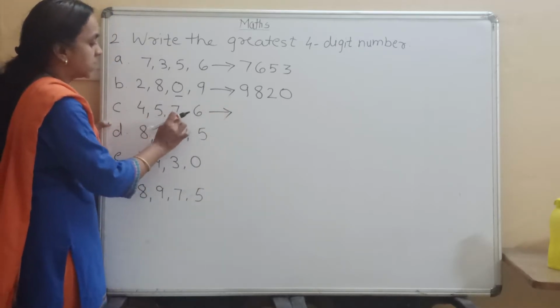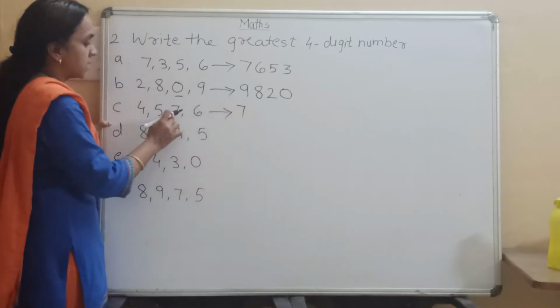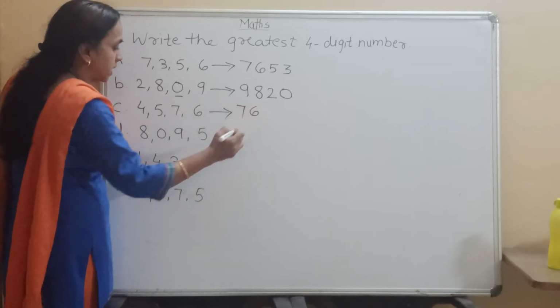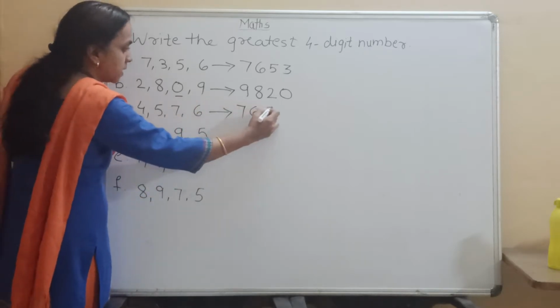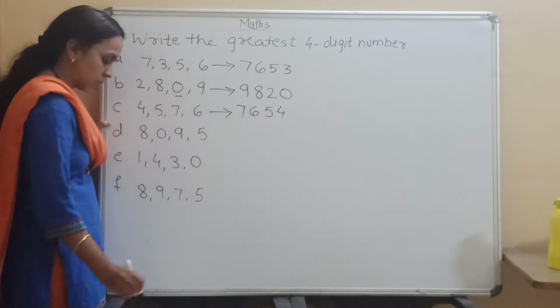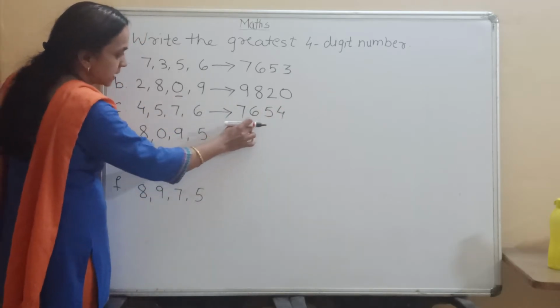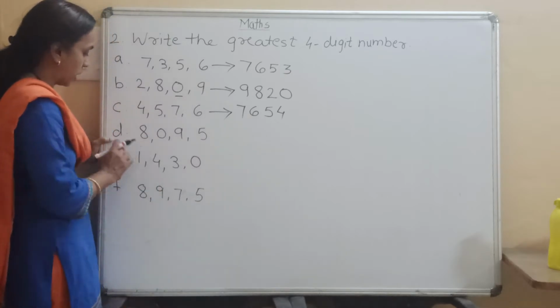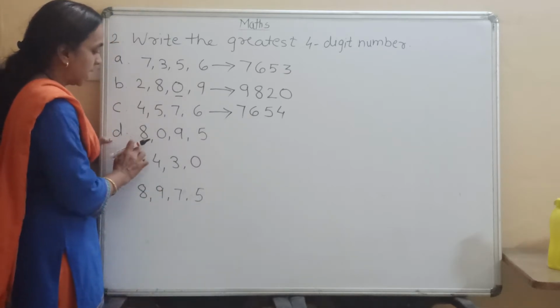Now see question. 4, 5, 7, 6. So which is the bigger digit here? 7. Smaller than 7 is 6. Smaller than 6 is 5. Smaller than 5 is 4. So what is our answer? 7654.